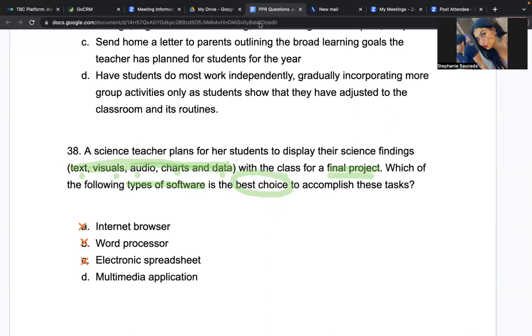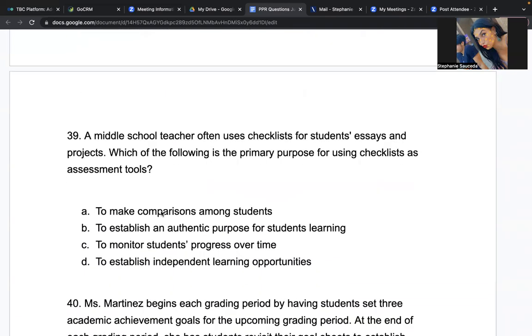The multimedia application obviously is going to be the best because this is in fact all of the multiple medias, right? Text, visual, audio, charts, data. It had audio. Yeah, all of this. This is multimedia in itself. So that would be the best way for the students to display their data, display the multimedia in a multimedia application.